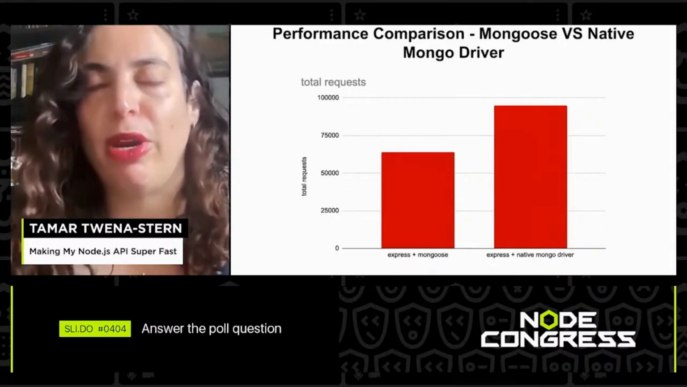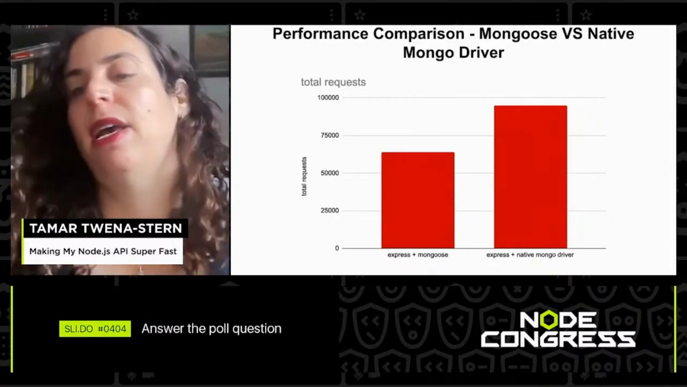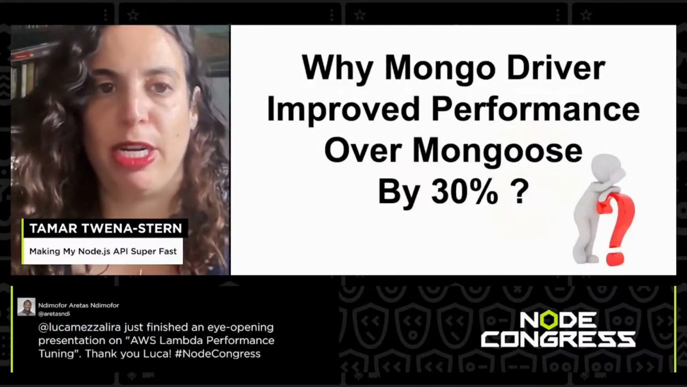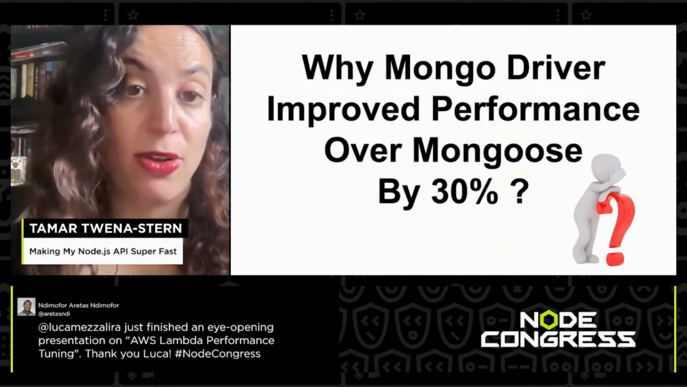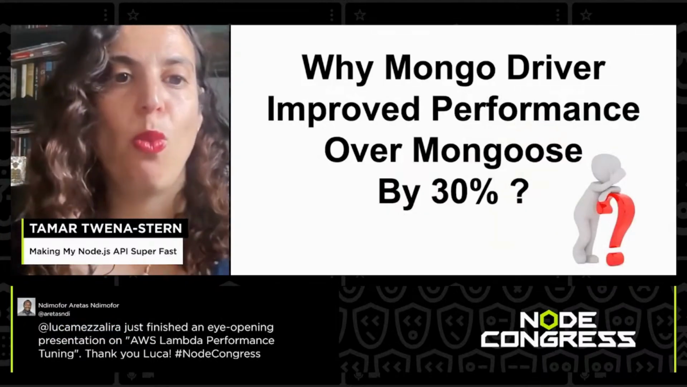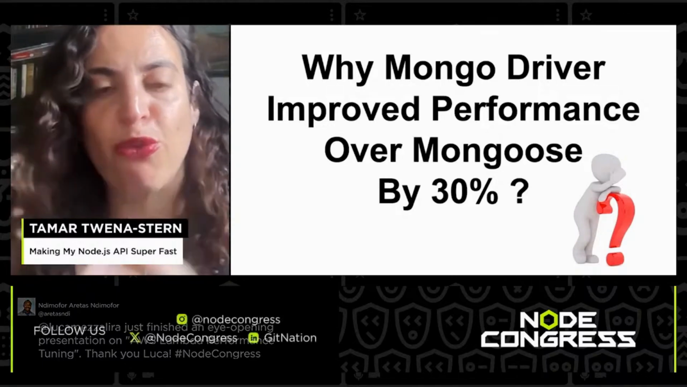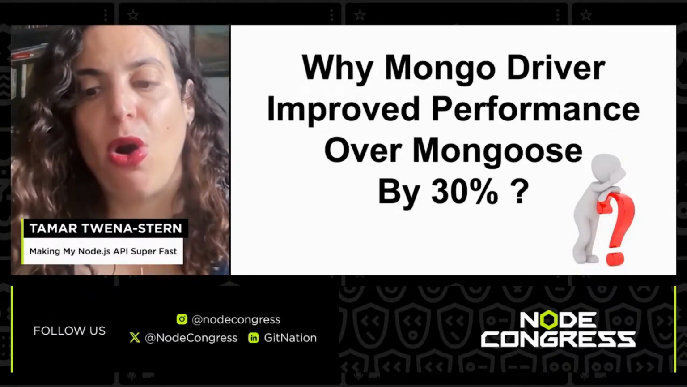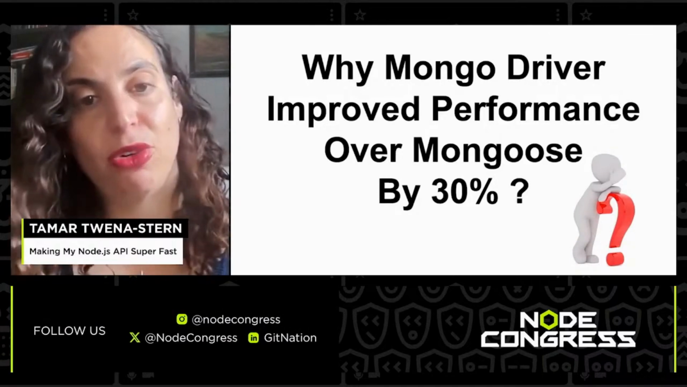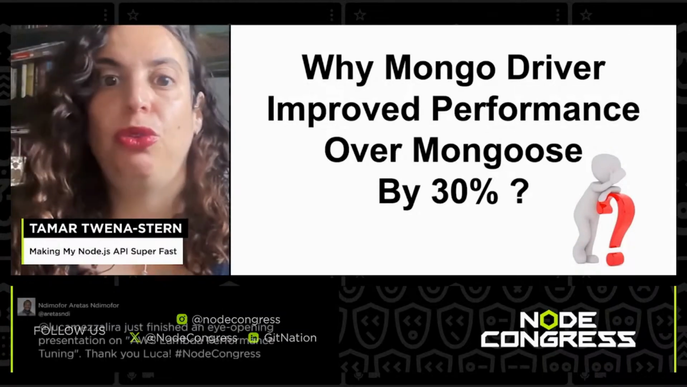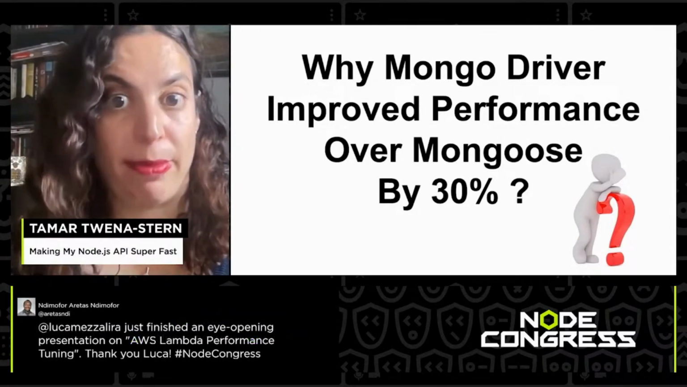And we're going to compare total requests and average requests per second, and you're going to see that it's much better. So the question is asked, why is it performing much, much better? To make a long story short, Mongoose is a tool of a type called ORMs.